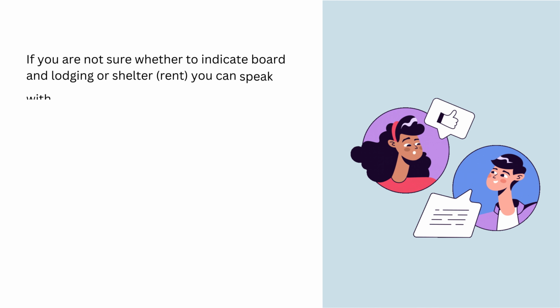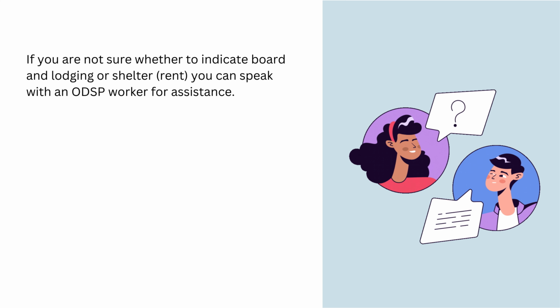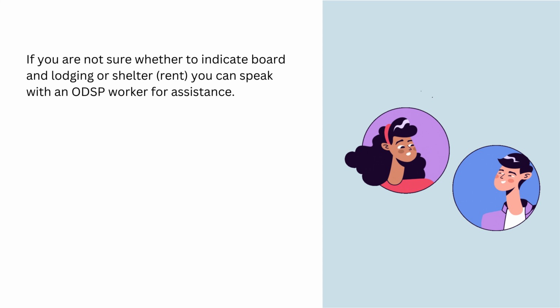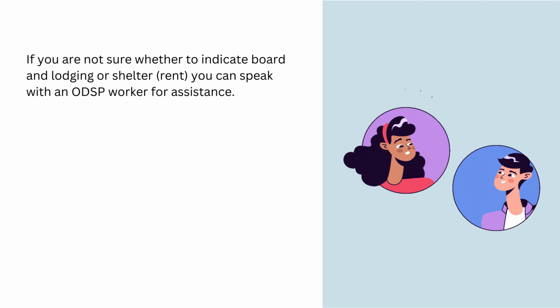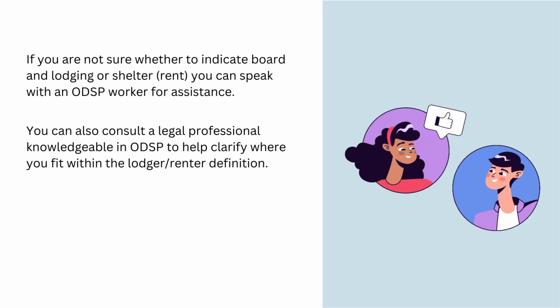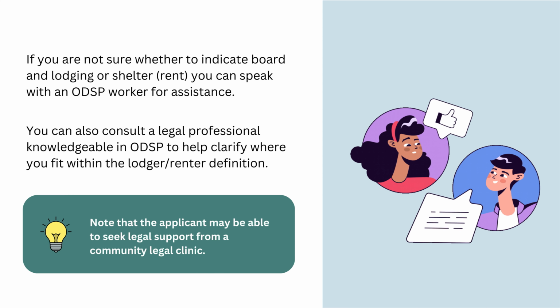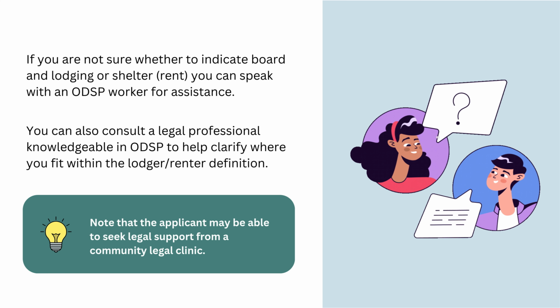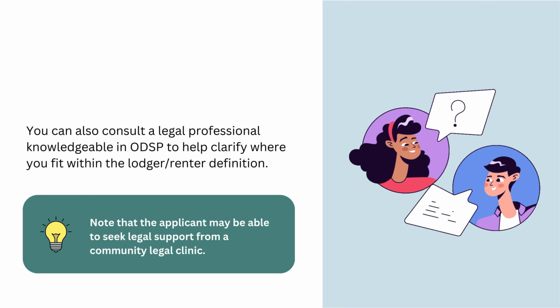For most people, the choice between board and lodging or shelter rent is very clear, but for others it's not quite so simple. For instance, you have an adult who's preparing some meals in the home, but not all. Where do they fit within the definition? If you are someone who's not sure which to indicate, you can reach out to ODSP for assistance with this. Some people also choose to consult with a legal professional knowledgeable in ODSP to help clarify their legal position within that definition of lodger or renter. Note that if you are someone who's going to seek legal assistance, if you meet the criteria, you may be able to get support through a community legal clinic under the legal aid system.